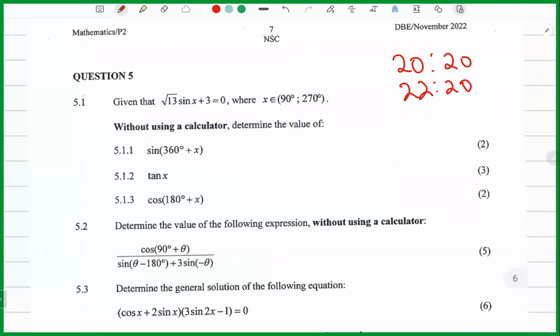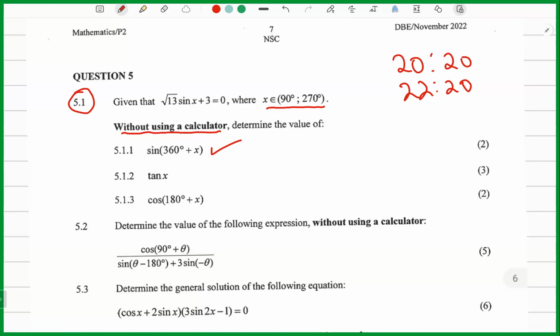Right. In question 5.1, given that the square root of 13 sine x plus 3 equals 0, where x is an element of the interval from 90 degrees to 270 degrees, the question says, without using a calculator, determine the value of the sine of 360 degrees plus x. Okay, so we need to find that one, the sine of 360 degrees plus x.